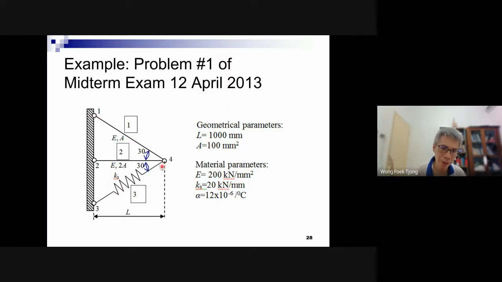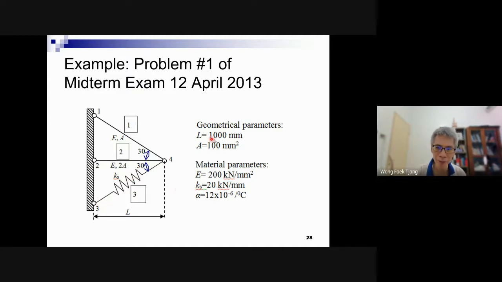We have a simple 2D truss, which consists of 2 truss elements and 1 spring element. Okay, these are truss or bar elements, and a spring element. This is the given data EA, but this one is 2EA, so the cross-sectional area of this bar is 2 times larger than this one. This is the spring with this data, right?